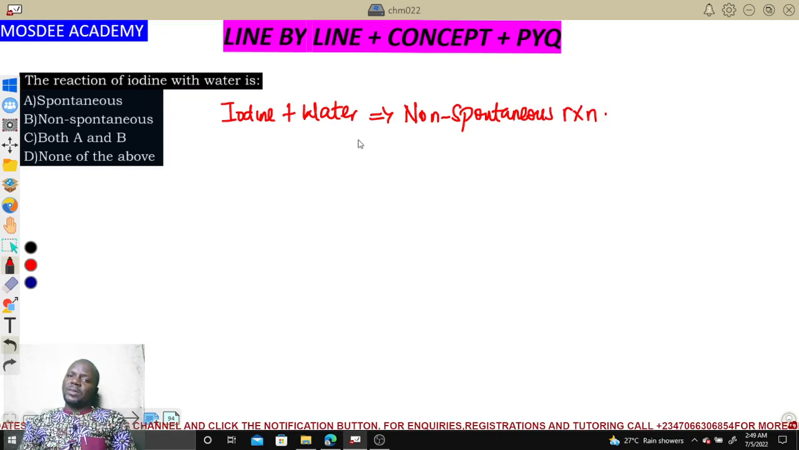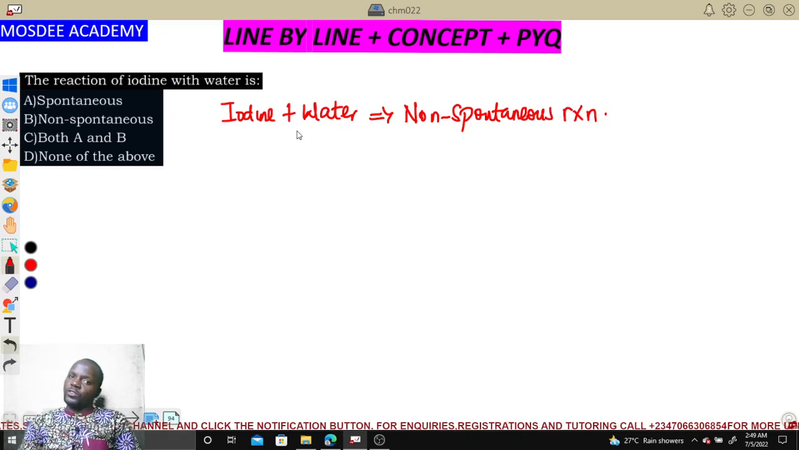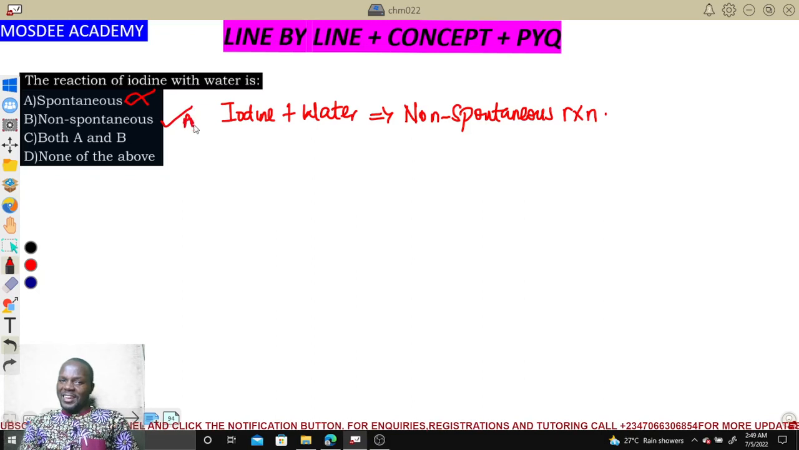Iodine combining with water is said to be a non-spontaneous reaction. Please note that it does not occur naturally. It's a kind of reaction that occurs artificially, a man-made reaction. When you combine iodine with water, most iodine substances are insoluble in water. So when you react iodine with water, it's a non-spontaneous reaction. So please note that. The next one.